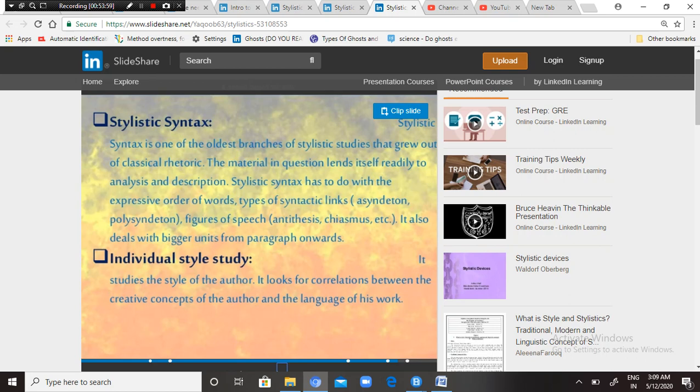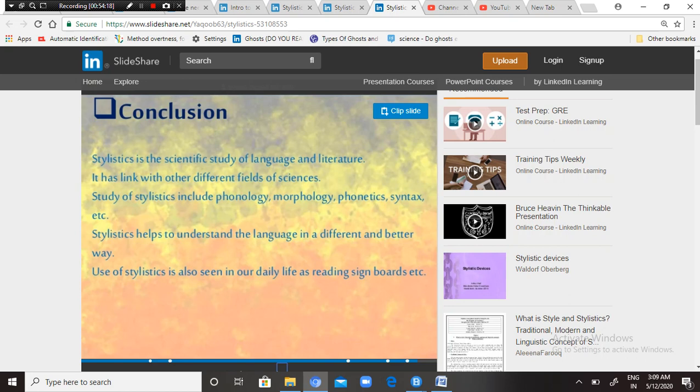It also deals with the bigger units, from the paragraph onward. Individual stylistic study examines the style of the author. It looks for a correlation between the creative concepts of the author and the language of his work. Okay, so here is a conclusion.